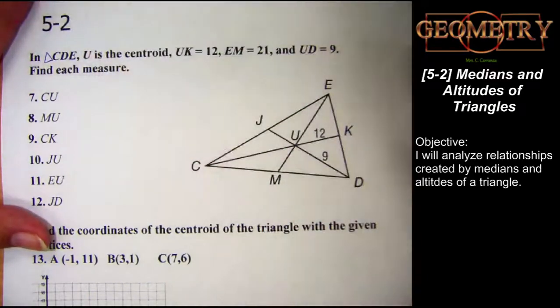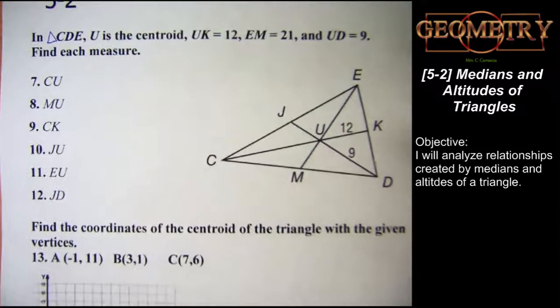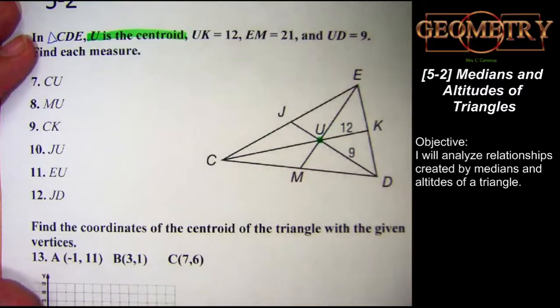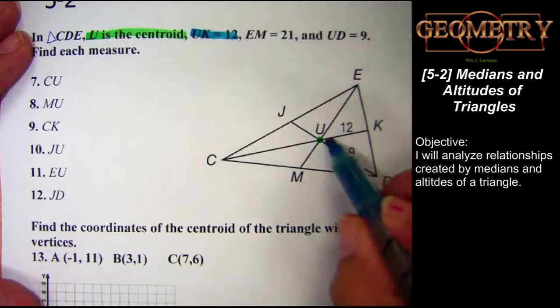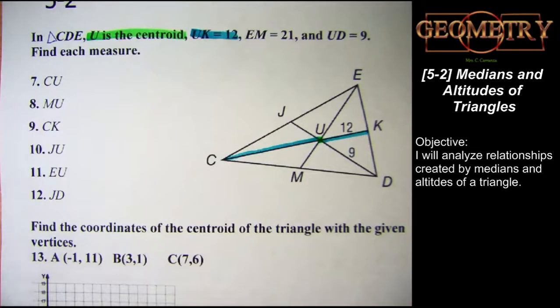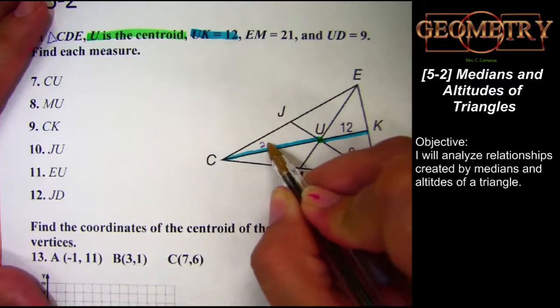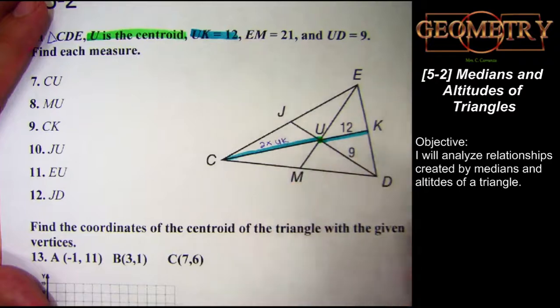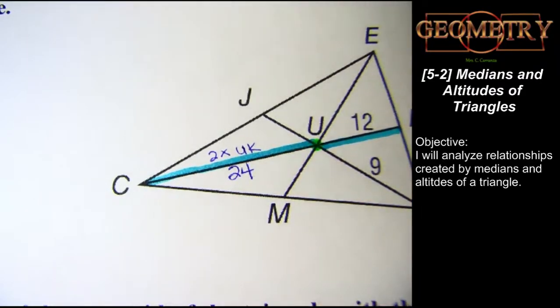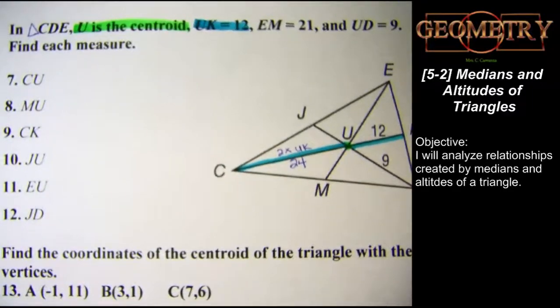I've missed a symbol. In triangle CDE, so add in the little symbol for triangle, please. In triangle CDE, U is the centroid. Here's our centroid. We're told that UK is 12. If that piece is 12, how much is this piece? Remember the centroid cut it into thirds? It's 24, because this is 2 times whatever that piece is. Since the distance UK was 12, this is 24. Number 7 asked you to find the distance between C and U, and what is the answer?